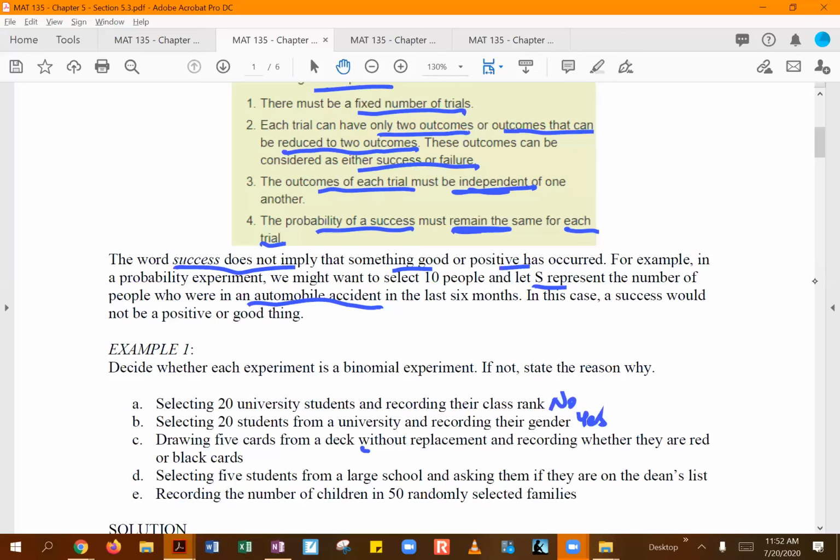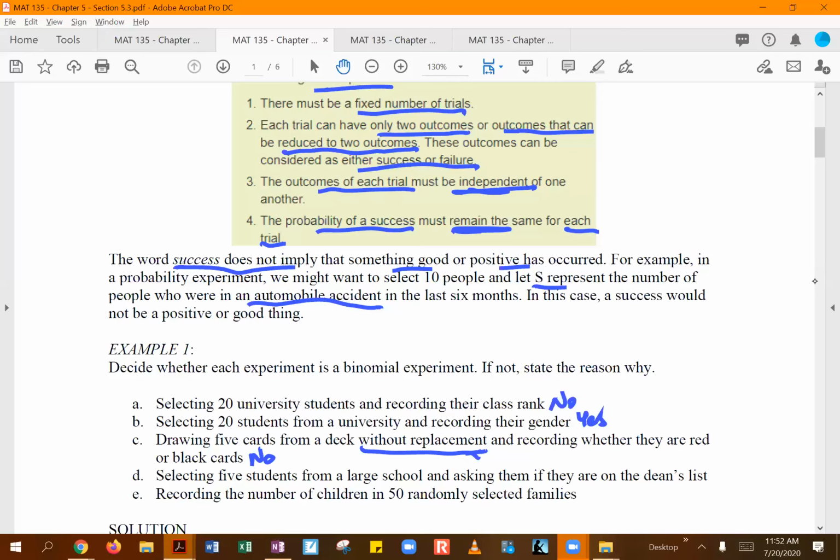And the key phrase here, guys, is without replacement. Like Lily mentioned in her comment, the probability of success isn't the same because we're not replacing the cards. Remember, we had talked about these being dependent events. So when you're not replacing the card, your probability will keep changing. That's where this experiment fails, and this is not a binomial experiment.